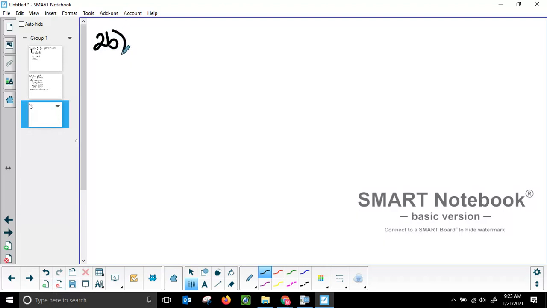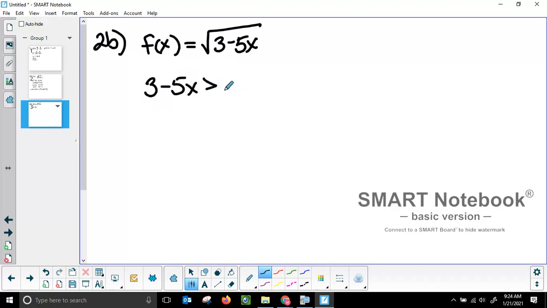All right. 2b, our function f of x is equal to the square root of 3 minus 5x. Right, well, we can't have negatives under square roots. We do have a square root here. Well, how can we guarantee that this is not negative? Well, we take what's under the square root, and we say, okay, well, that has to be greater than or equal to 0. If you're greater than or equal to 0, you cannot be negative. All right, so from here, we just solve like normal.